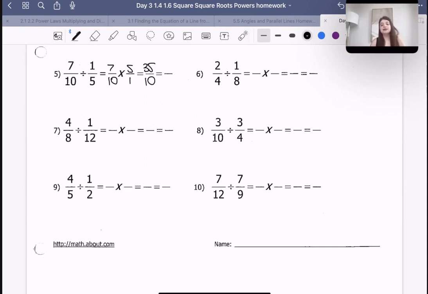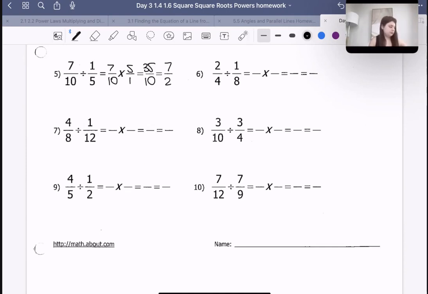The greatest factor of 10 is just 10, but that won't work for 35. The next greatest factor would be 5, and 5 does work for both 10 and 35. So if we divide 35 by 5, we get 7, and 10 divided by 5 is 2. So 7 over 2 is our answer. Good.